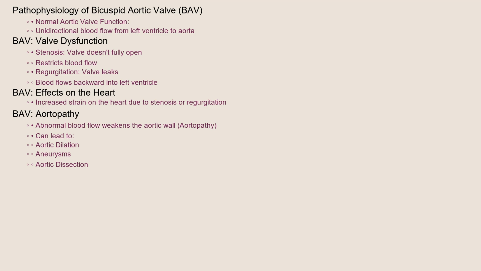Now, let's delve into the pathophysiology, or how this condition affects the body. A normal aortic valve ensures unidirectional blood flow from the heart's left ventricle into the aorta. A bicuspid valve often doesn't open or close properly. This can lead to aortic valve stenosis, where the valve doesn't open fully, restricting blood flow. Or, it can lead to aortic valve regurgitation, where the valve leaks, allowing blood to flow backwards into the left ventricle. These issues put extra strain on the heart.